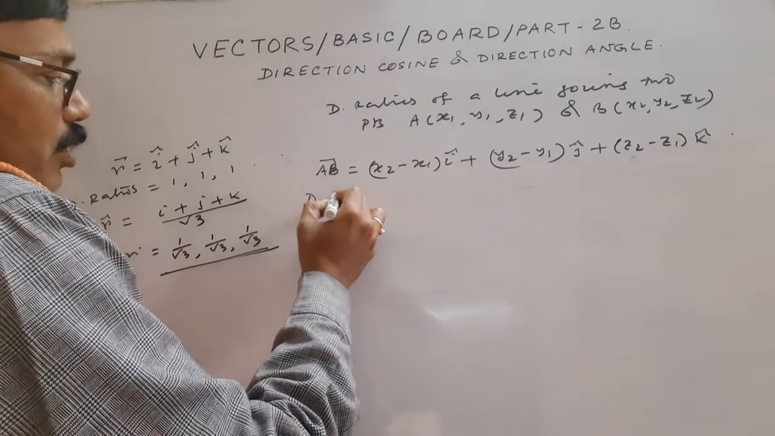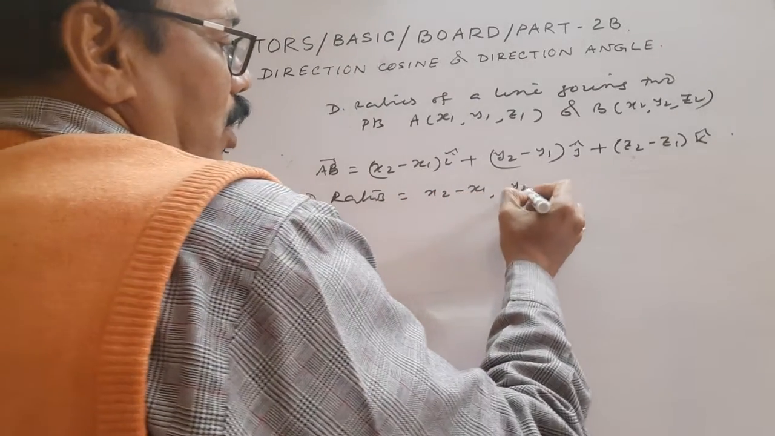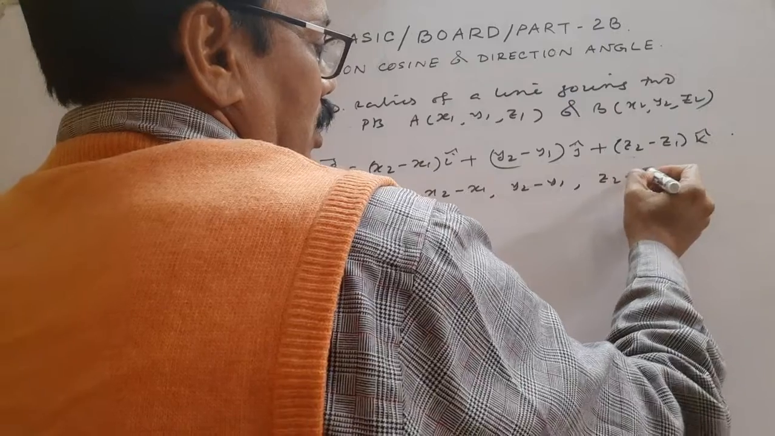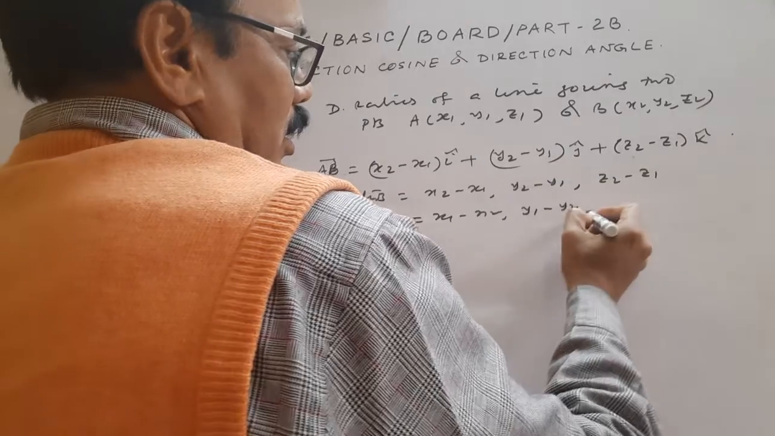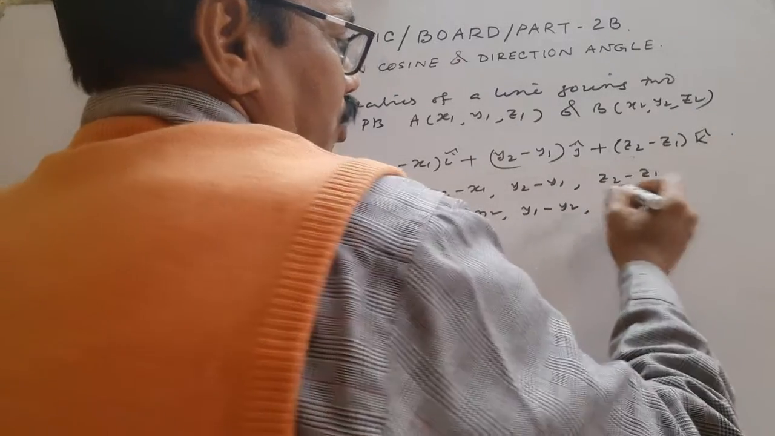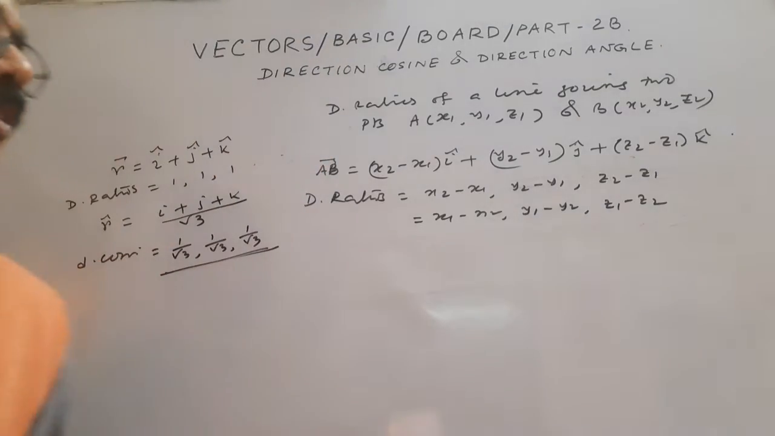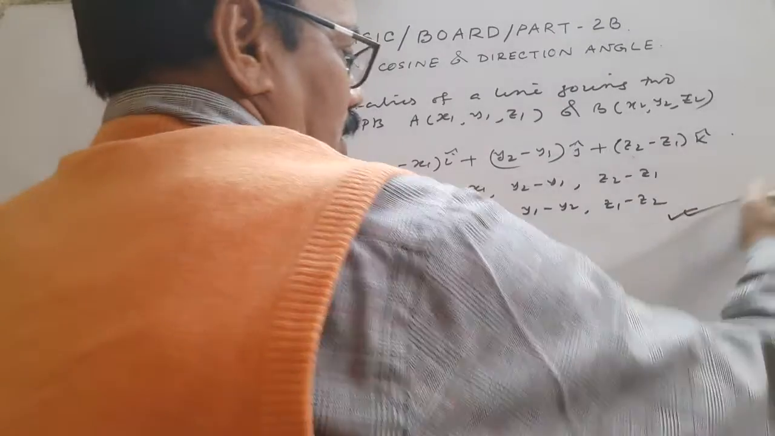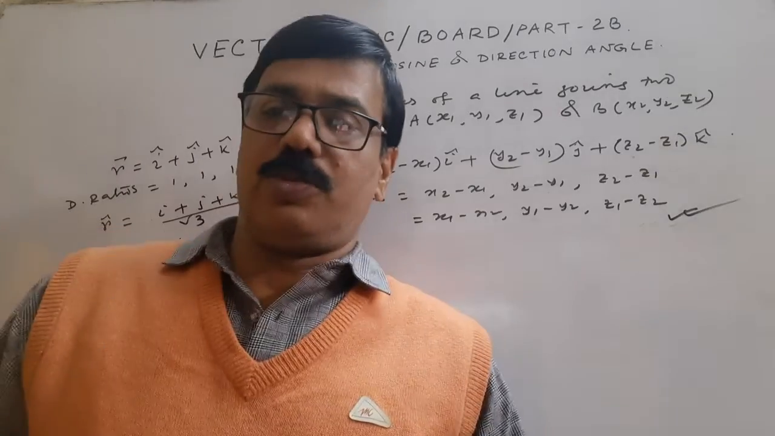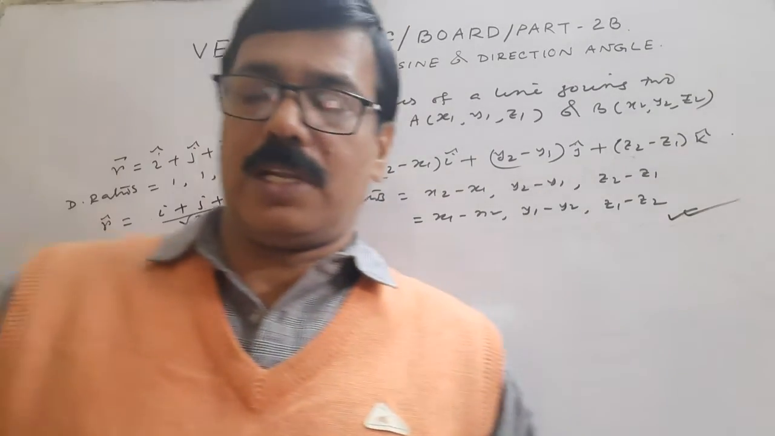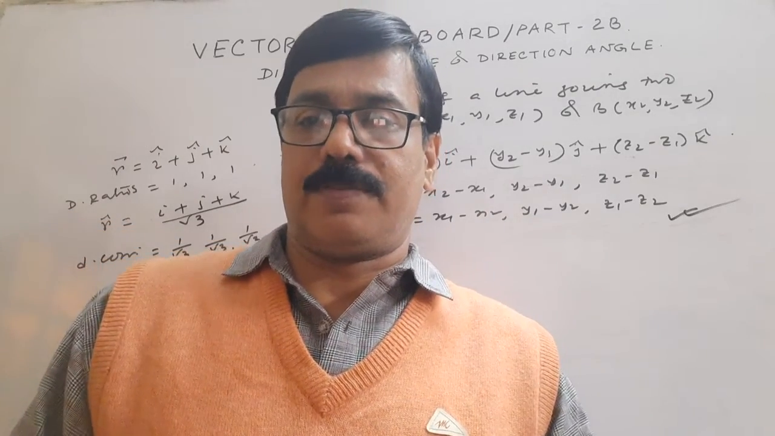So what are the D ratios? The components of i, j, k. So this one. Because it is a ratio, you can also write it as you please. You can also change the order. So these are the theory relating D ratios and D cosine of a line. This is most important for 3 dimension.